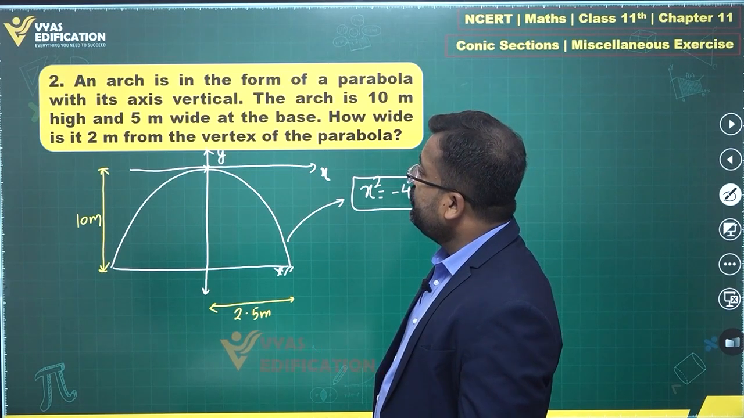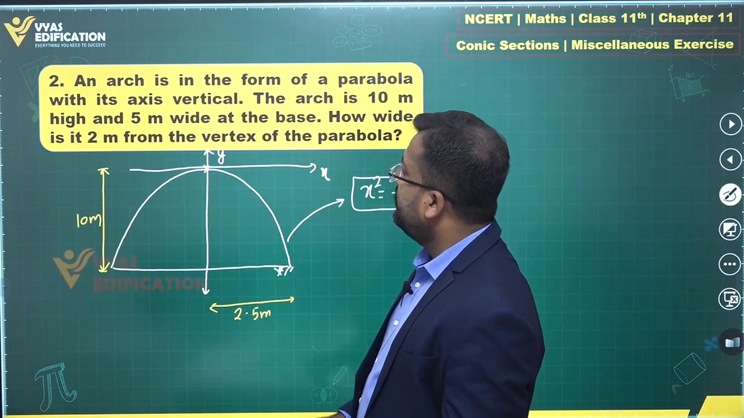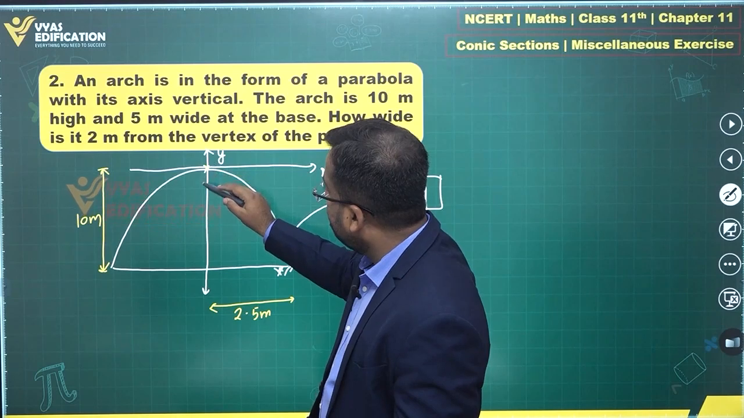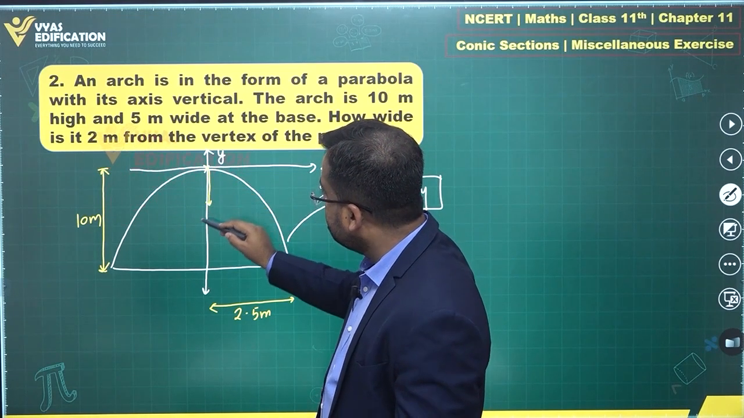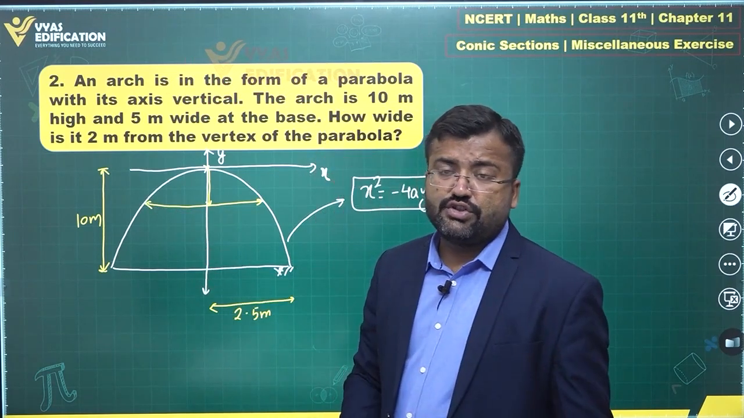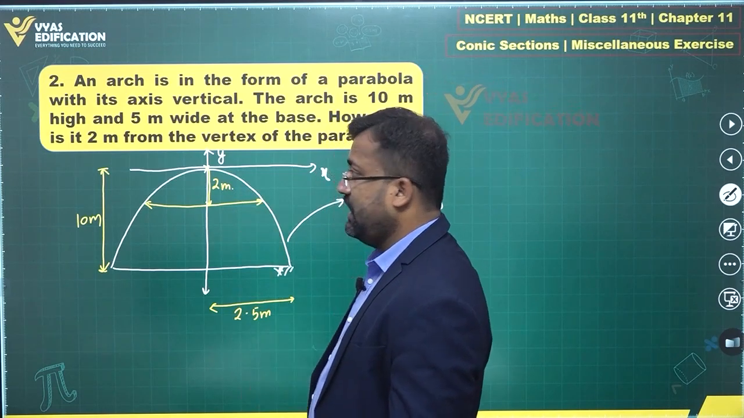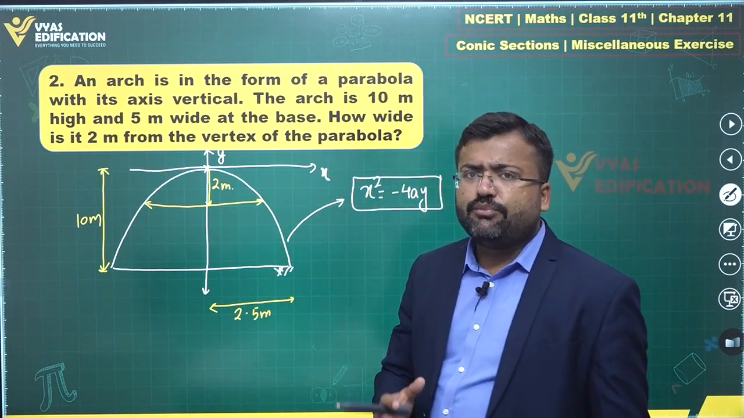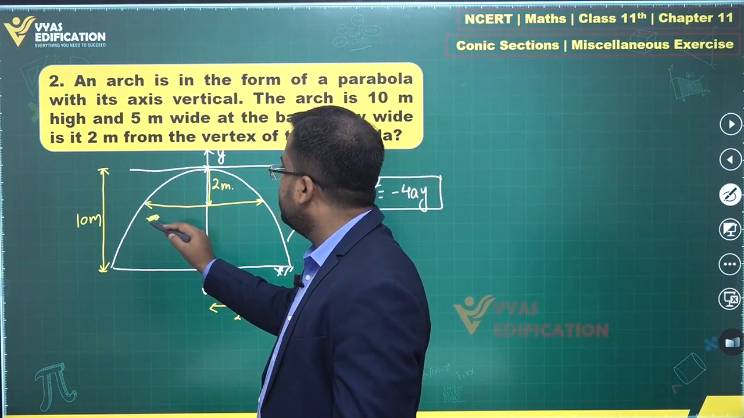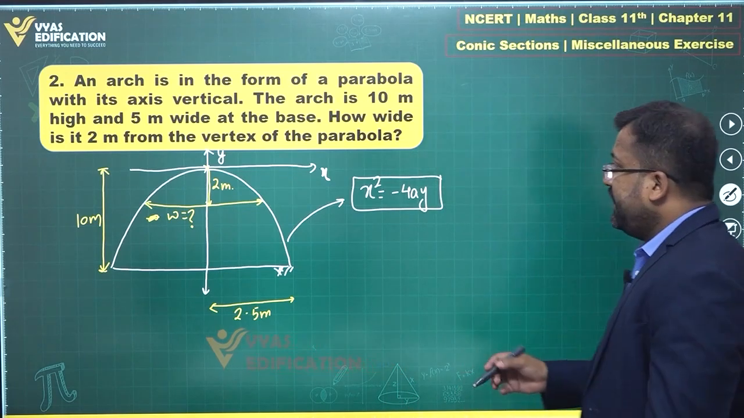How wide is it 2 meters from the vertex of the parabola? So 2 meters from the vertex will be this particular point, and this is the width that we are looking at. This is the question mark, and this here is 2 meters. Can you mark the points now and see how we find this width W? How do we deal with this question?